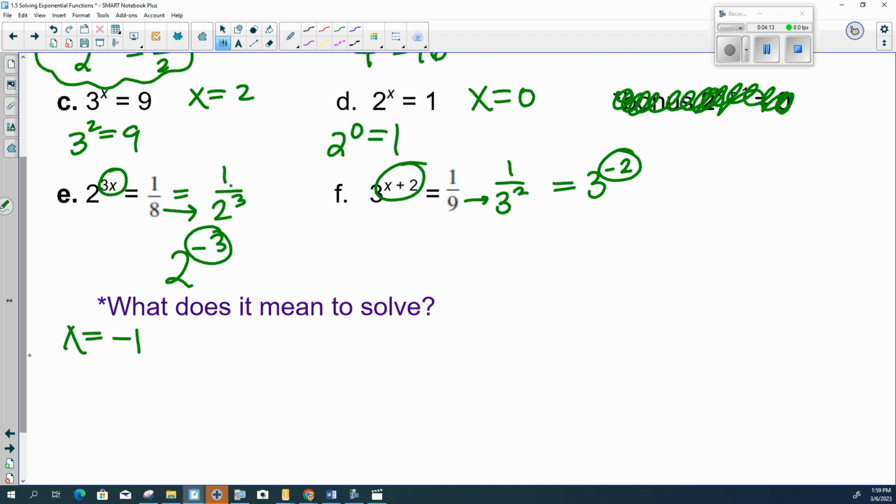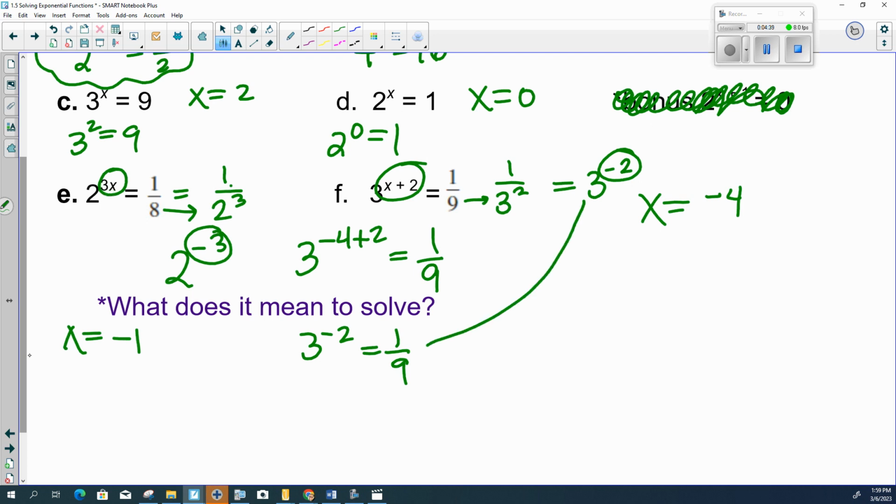So let's try it. I think x is negative 4. This looks horrible. Does this look like a lie? Yes. So negative 4 plus 2. If you put these in your calculator, they are equivalent. Oh, they don't? It just worked. Did it give you just a decimal? Yeah, which is probably going to be 1/9.